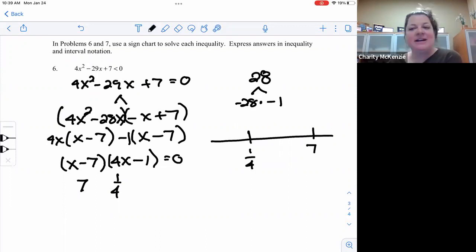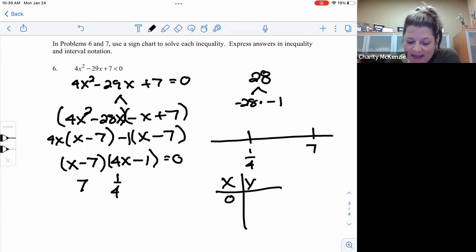Okay, so something lower than 1/4, I would use 0. So I'm doing a little chart here, and I put in 0. So 4 times 0 squared minus 29 times 0 plus 7 is 7. Is that less than 0? No. 7 is not less than 0, so this section's a no.